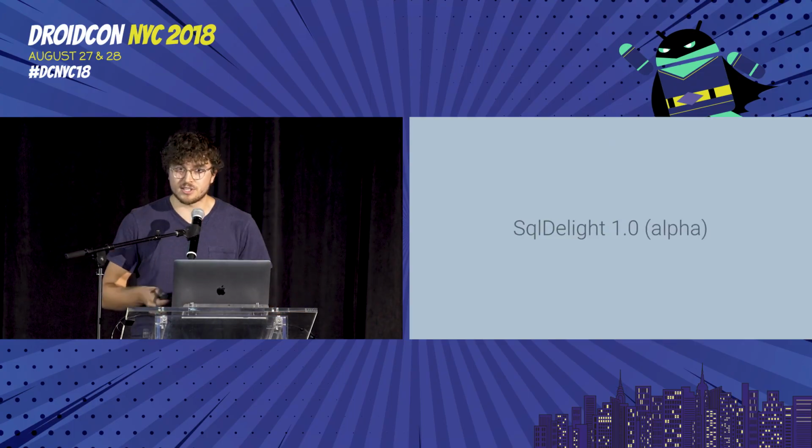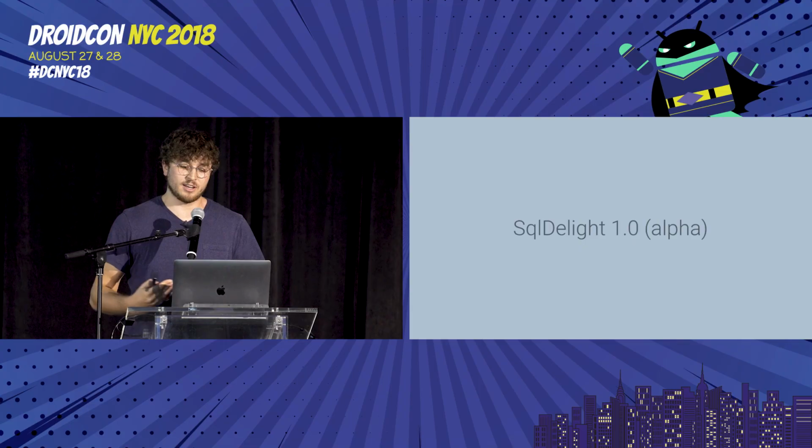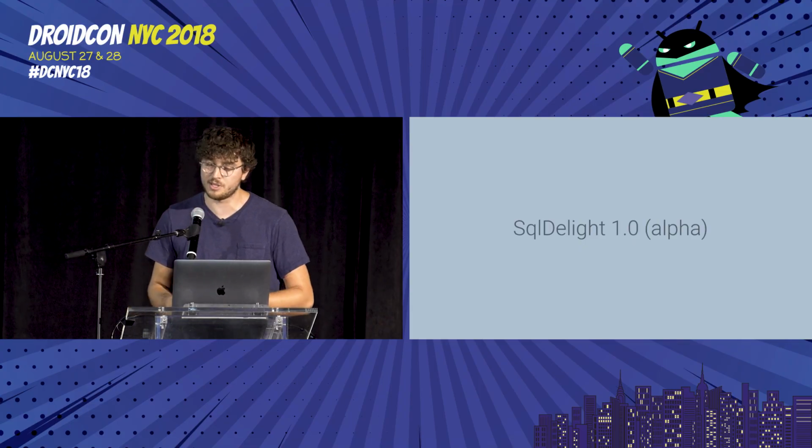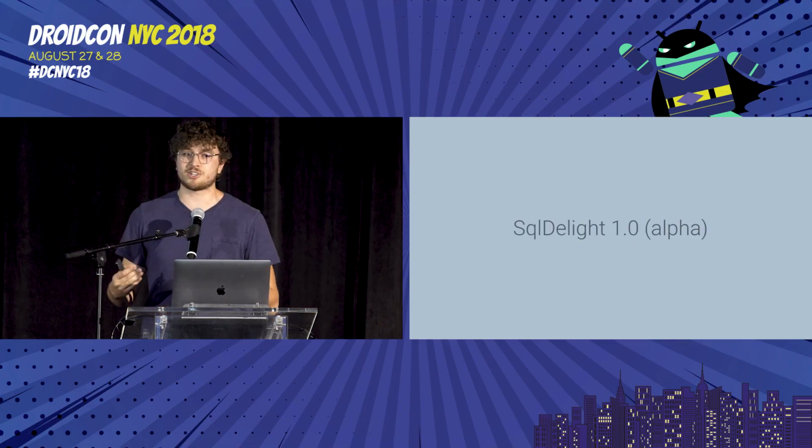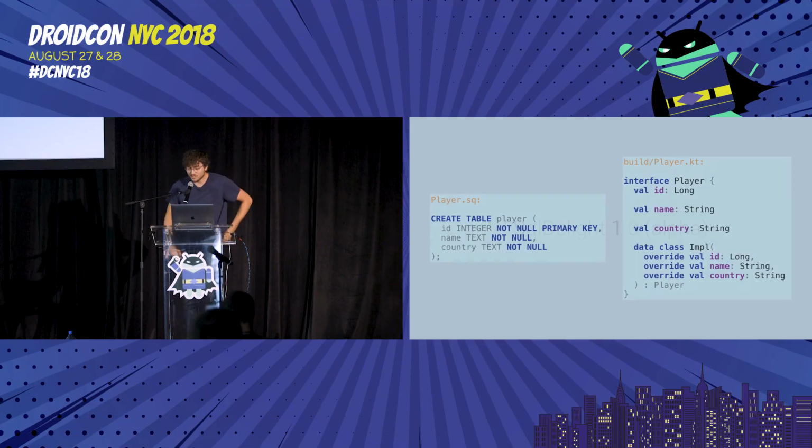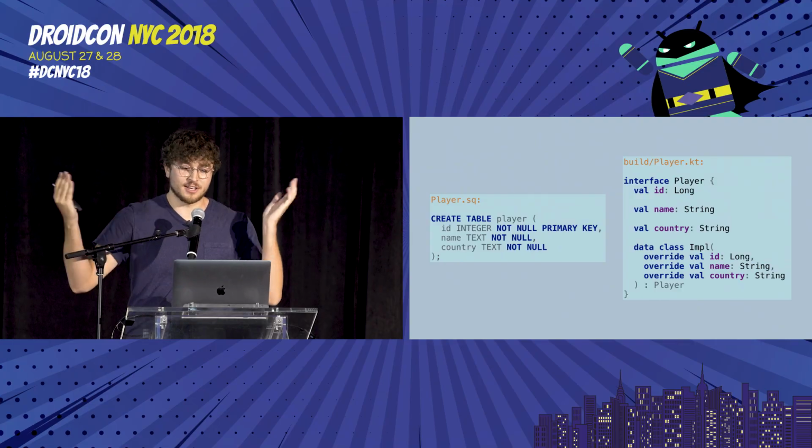So currently, right now, this is in alpha stage. It's probably going to be getting into beta release candidate pretty soon because we're pretty confident in the API. And we're using this in production on cache. So the way that SQLDelight works, you write this SQLite file. It's a player.sq.